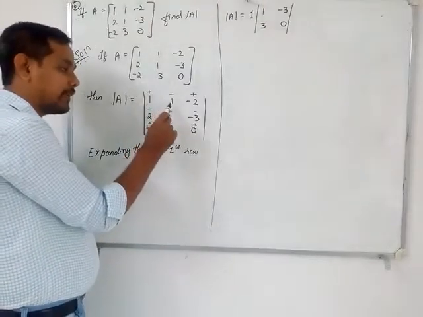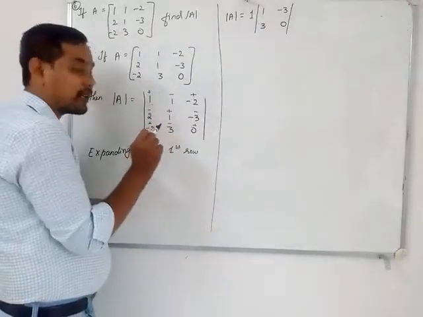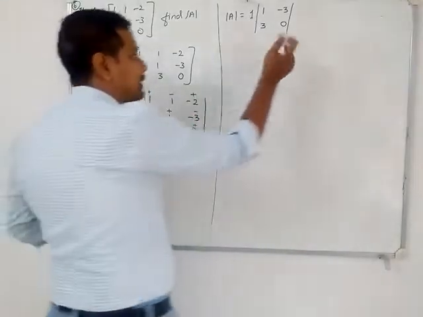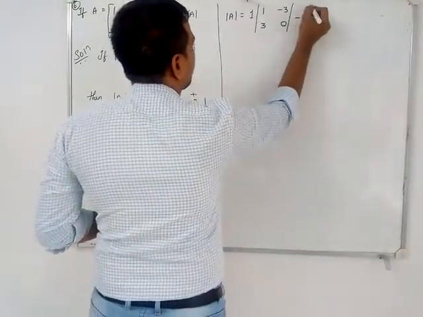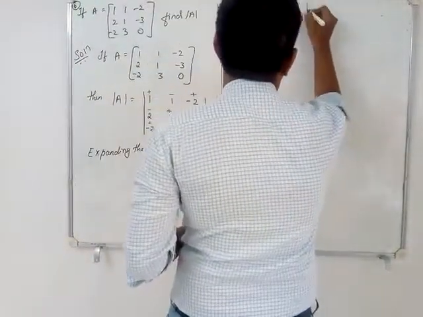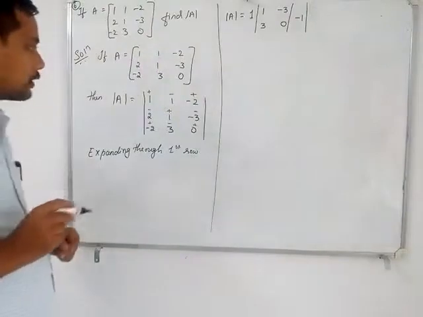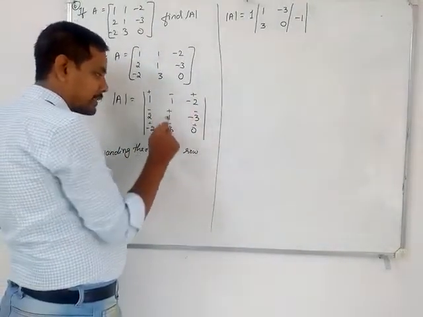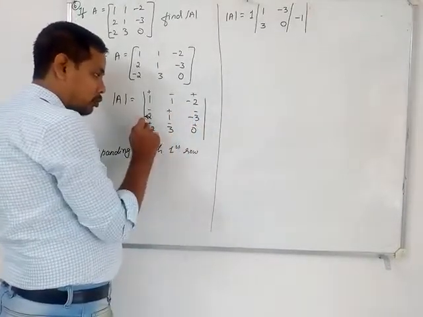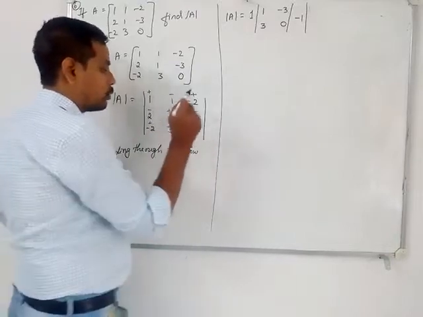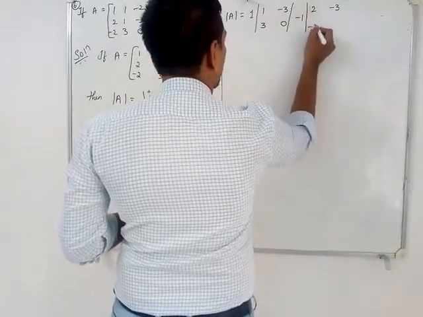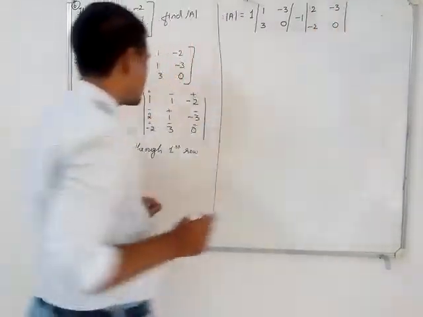What is the first row, second element? As we are expanding through the first row, all the elements should be considered. The first row, second element is 1, and it is having minus here. So take -1 into... So -1 is there in the first row and second column. So leave the first row, second column. What is left? 2, -3, -2, 0.